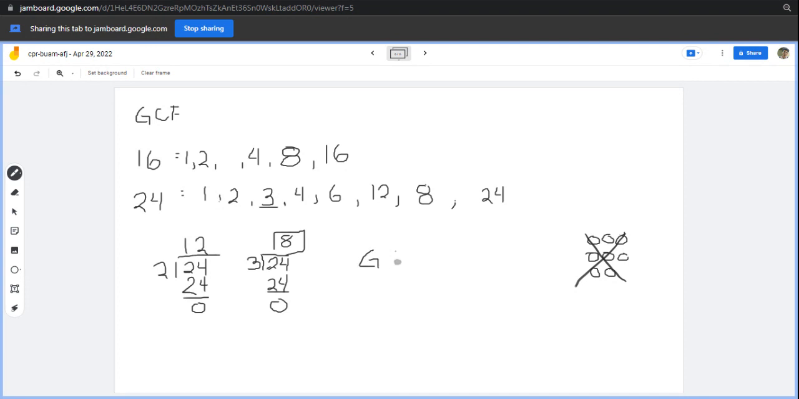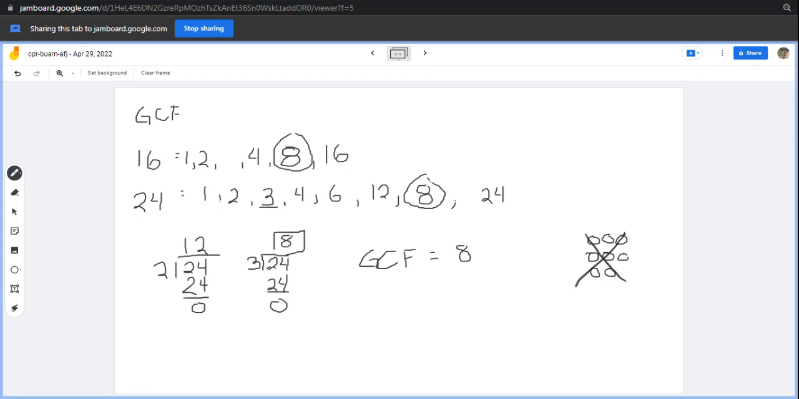Okay. So, what is the GCF natin? Ayan na lahat yung ating ano. 8. Is 8 the highest? Yeah, 8. So, 8 is the highest. So our GCF is 8. Okay? 8 yung GCF natin. Basta kung sino yung highest number na factor nila, yun yung ating magiging GCF. Okay?